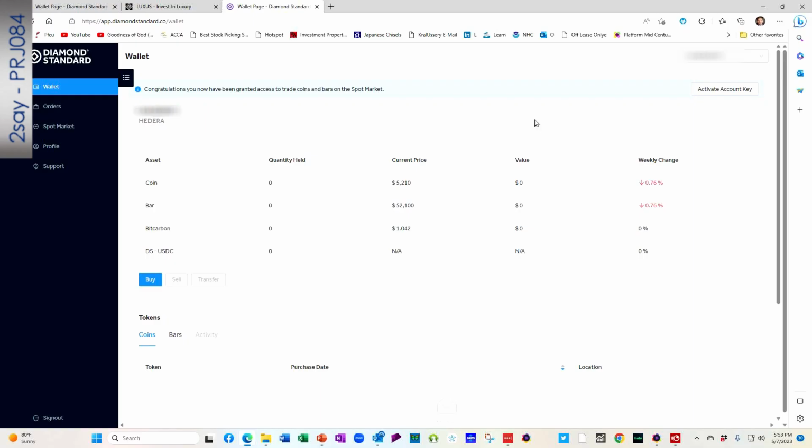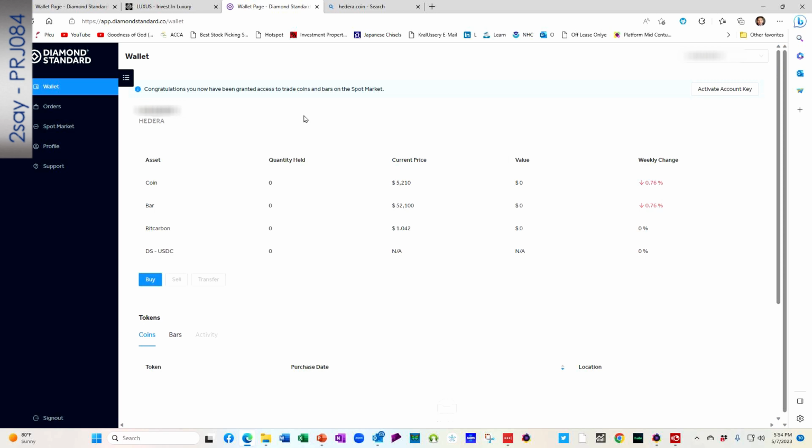So this is the homepage when you log on to diamondstandard.co, by the way, it's not diamondstandard.com, it is diamondstandard.co. There are several things I want to point out on this home screen. First off, I've got up here an account number, which is actually my Hedera blockchain account number, and they've put it here. Now this is actually a good thing. This is one of the reasons the transaction costs are so low with Diamond Standard.